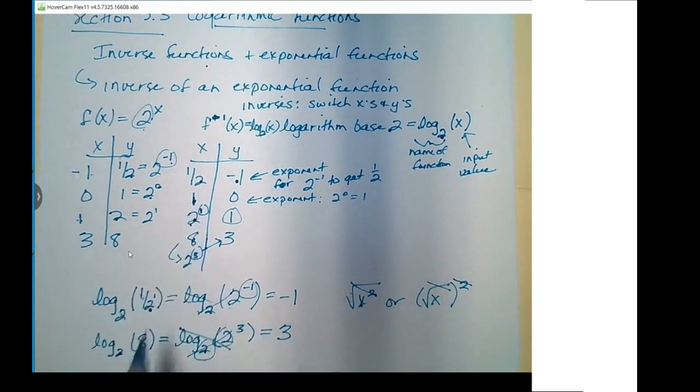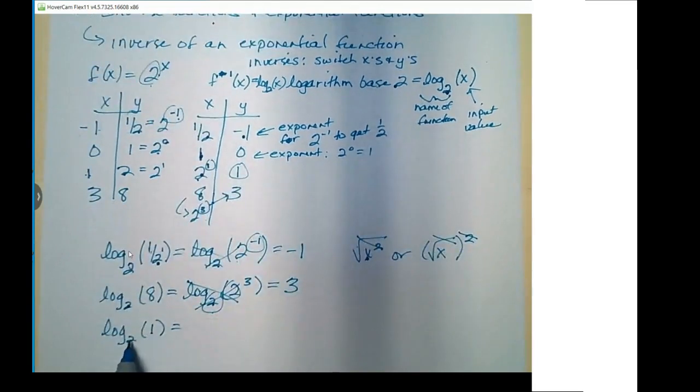One more of these, if we have the log base 2 of 1, sometimes it's hard to see how you would write 1 as a power of something, but remember that anything to the 0 power is 1. If we have a 1 in there, we can always write it as this base to the 0 power. We can do that, and then these two cancel each other out, and we just get 0.